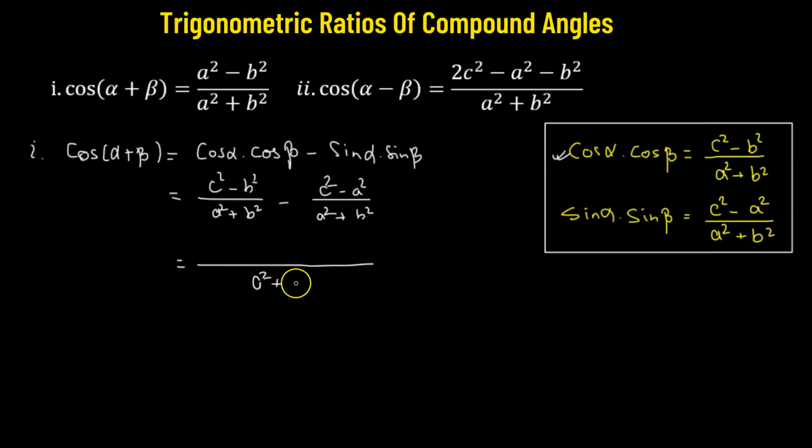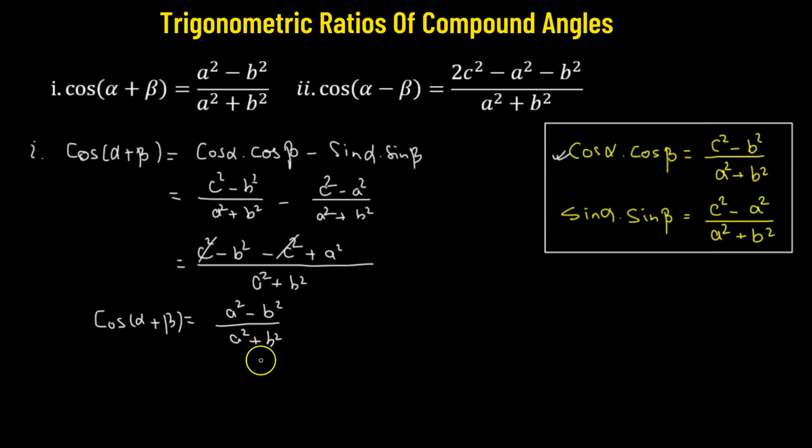So we have a squared plus b squared in the denominator. In the numerator we have c squared minus b squared, then we have negative of c squared minus a squared, so we have negative c squared plus a squared. So c squared and c squared get cancelled, and that leaves us with a squared minus b squared divided by a squared plus b squared. So we have successfully shown that cosine of alpha plus beta is given by a squared minus b squared over a squared plus b squared.